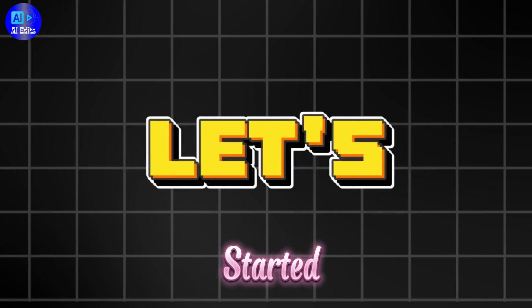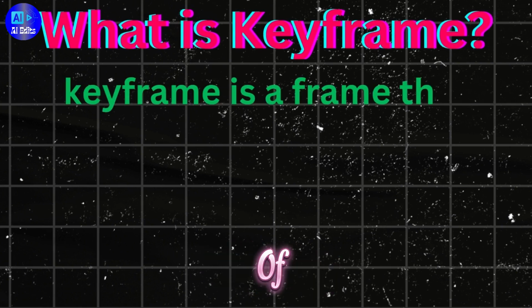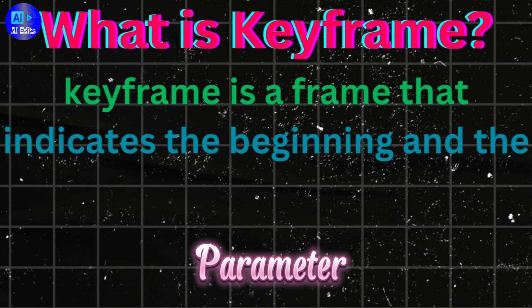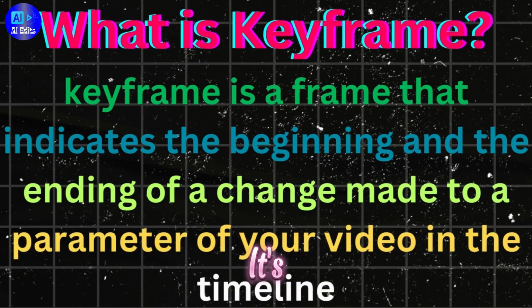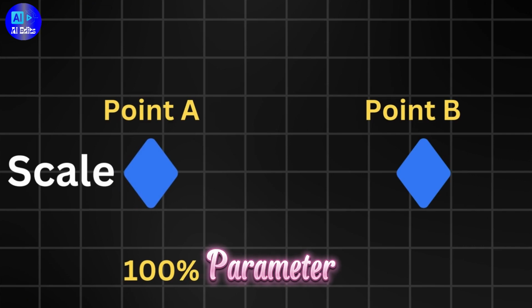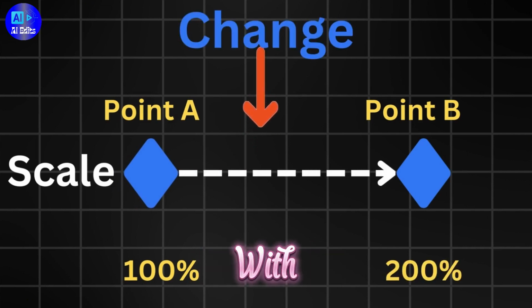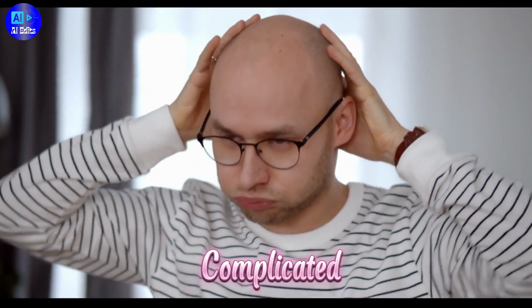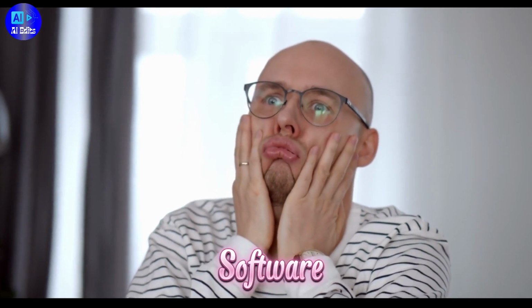Let's get started. A keyframe is a frame that indicates the beginning and the ending of a change made to a parameter of your video. In the timeline, in simple terms, it's when you set a point on a parameter and you set another second point on the same parameter with different values in between. The change that happens, that's what keyframes are. What? It still sounds complicated. It will be easier as I will show you practically on the CapCut software.